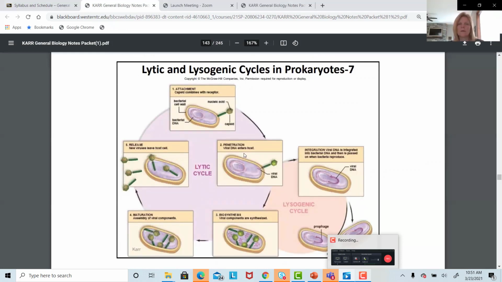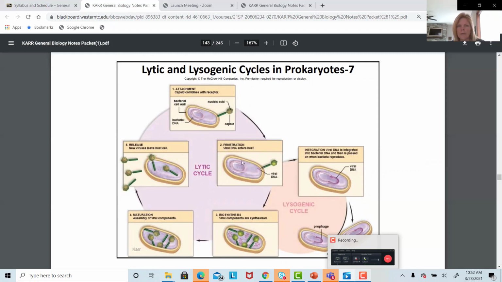So this is just a little visual of the lytic and lysogenic cycle. This is a bacteriophage that is infecting a bacteria. So it's injecting. Well, first of all, it attaches. Then it penetrates and injects that DNA into the DNA of the bacterium.